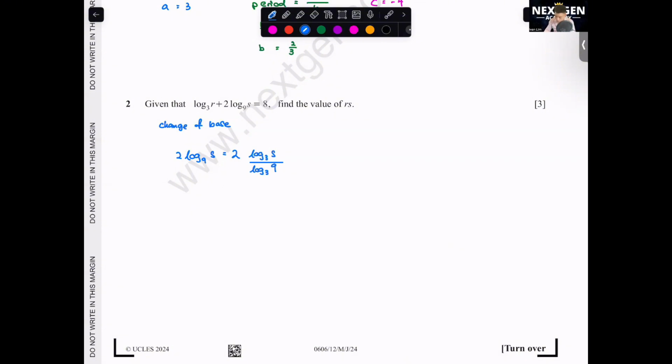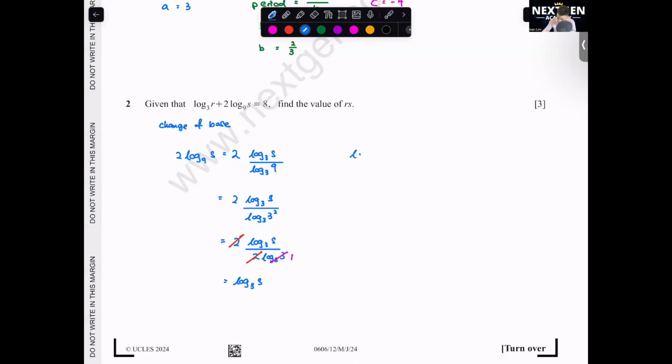All right, and then 2 log 3 s over log 3 squared. You don't have to write it in so much detail, as long as you got your main point here. 2 log 3 s. This one, you cancel. Log 3 3 is equal to 1. So this will just become log 3 s.